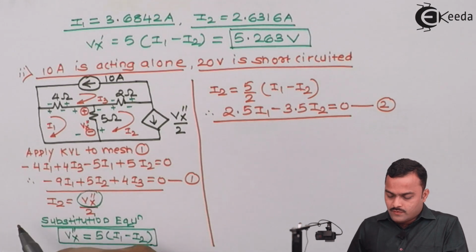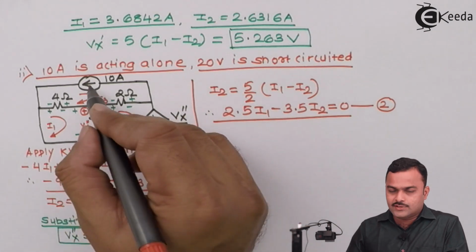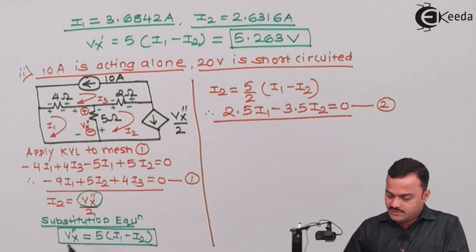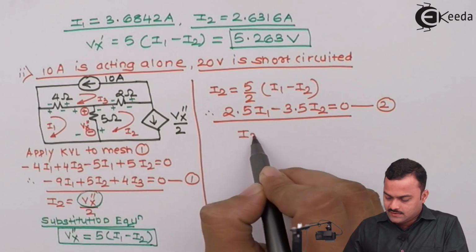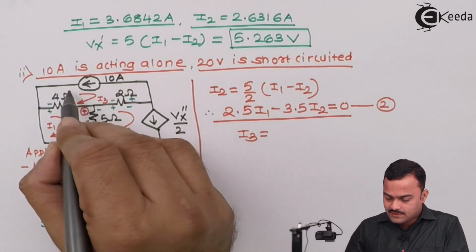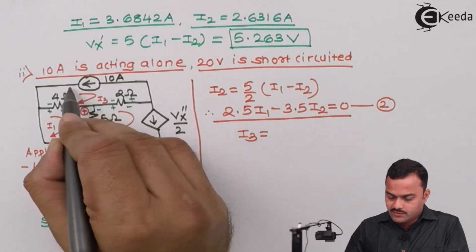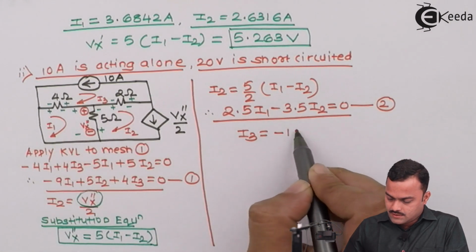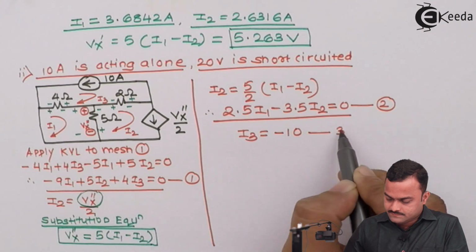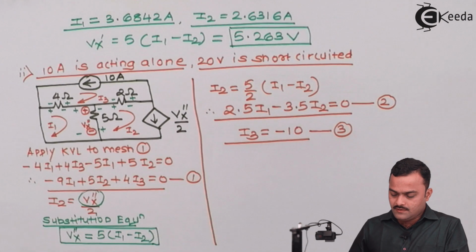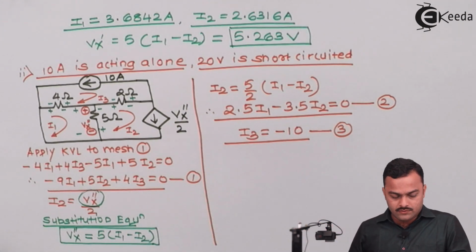And over here, once again in mesh 3 there is a current source present. So once again no need to apply KVL to that particular mesh. Straight away I can say I3 is the current given by this current source. The only question over here is that I3 is in this direction and 10 ampere is given in this direction. So it's a mismatch, so it is minus 10 as equation number 3. 3 equations, 3 unknowns, we'll get the values of I1, I2, I3.